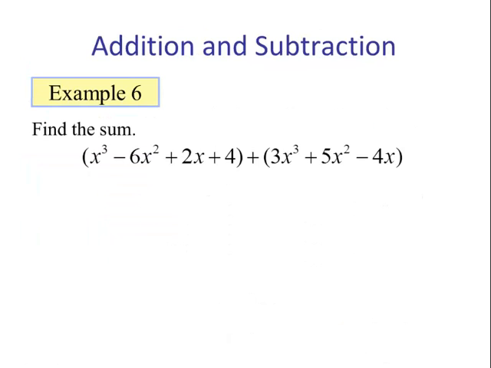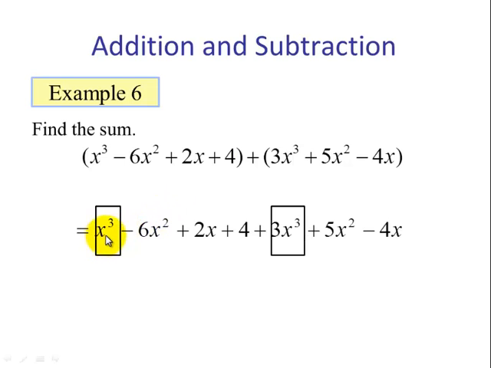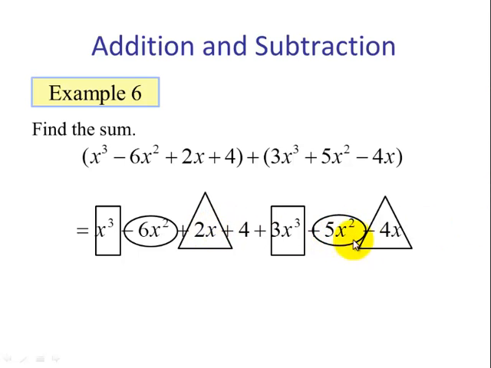Example 6. Find the sum. Now for this example, I'm going to use shapes. So my x cubes will be rectangles, my x squares will be ovals, my x terms will be triangles, and my constant term will be a trapezoid. So I can combine my rectangles, and this has a coefficient of 1, this has a coefficient of 3, so that'll make 4. So we have 4x cubed.